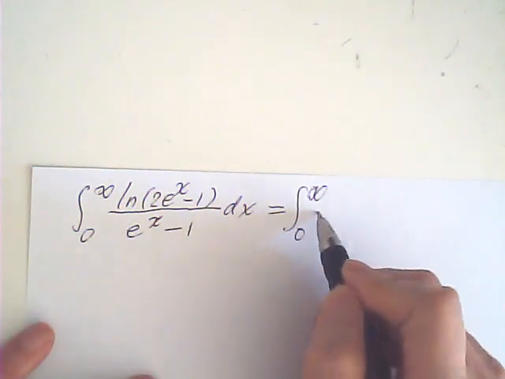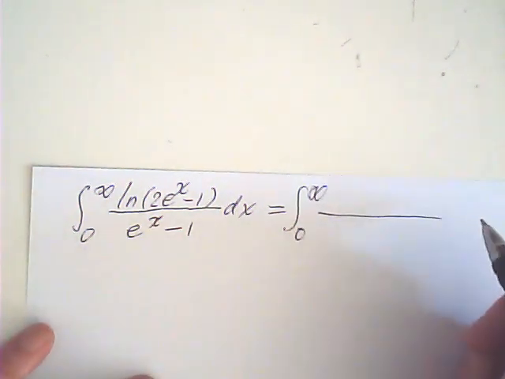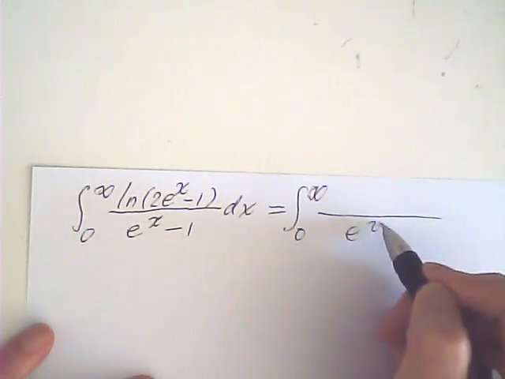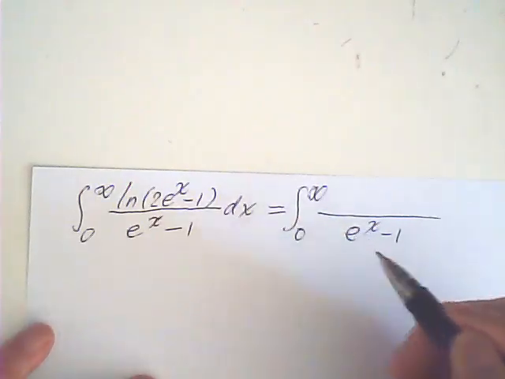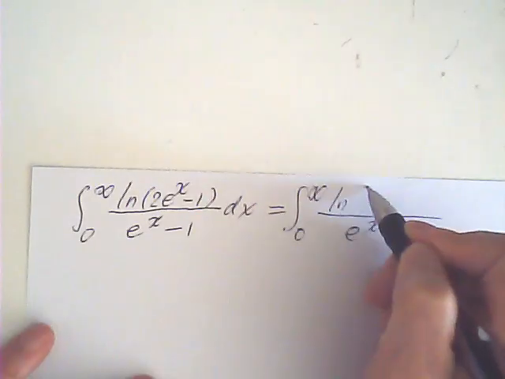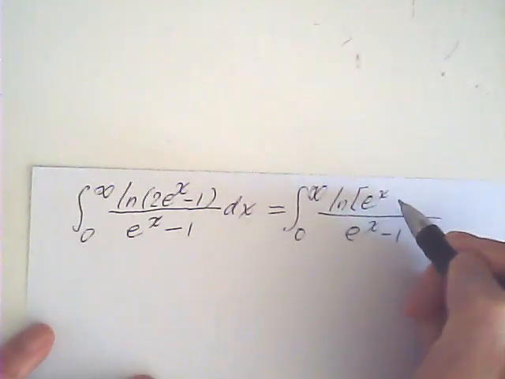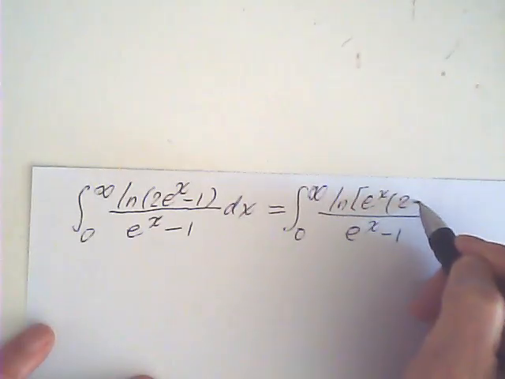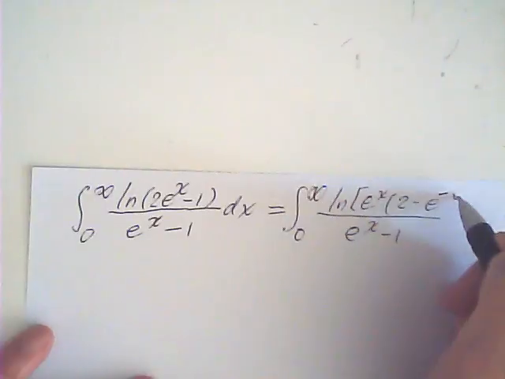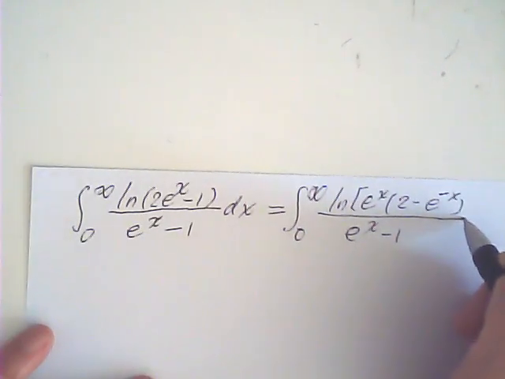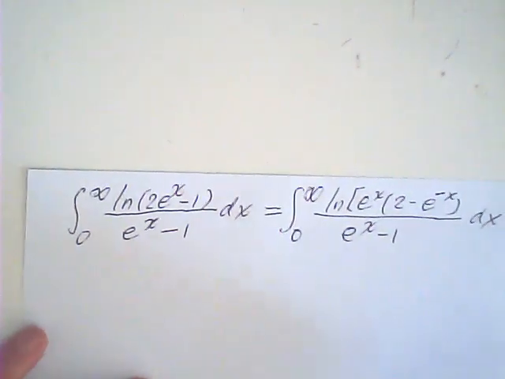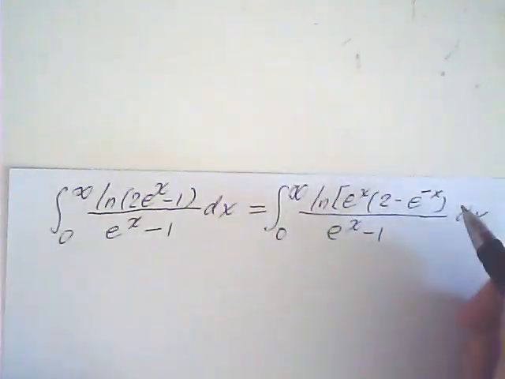I rearrange the numerator as the natural log of e to the x multiplied by 2 minus e to the negative x, dx. Yeah, that's obvious.